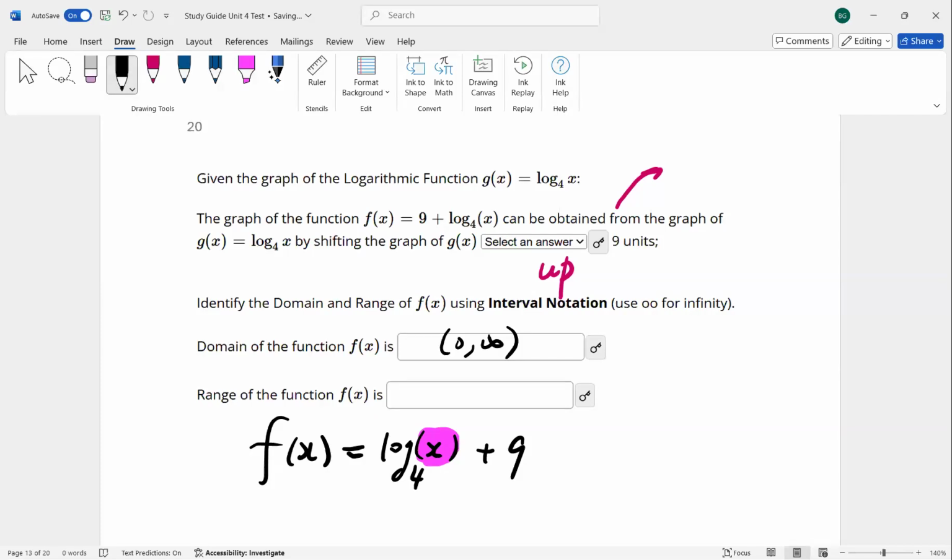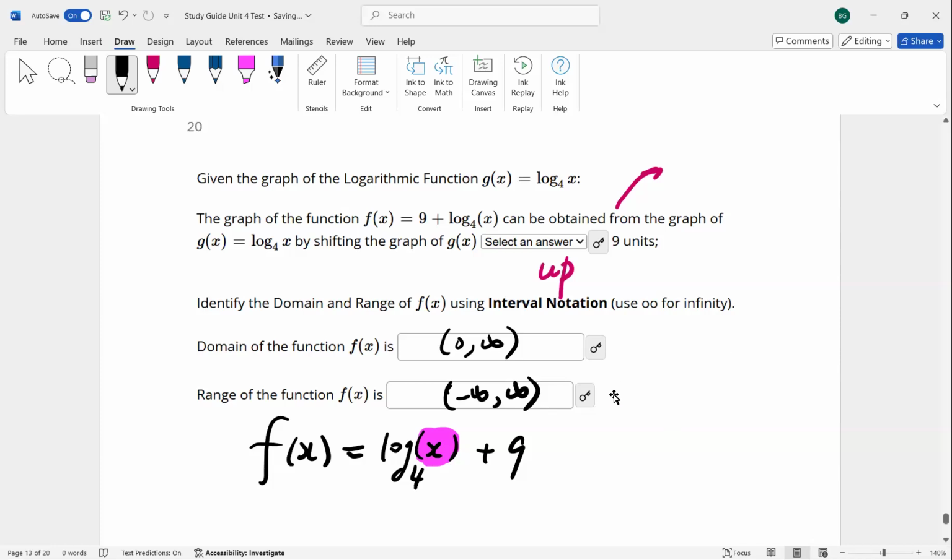Range: you go up 9. Range originally is all real. You go up 9 units, doesn't change the range. The range is still all real. It's just a vertical shift upward 9 units. It doesn't change the domain. It does not change the range either. The range originally is negative infinity to plus infinity. You add 9 to infinity, still infinity.